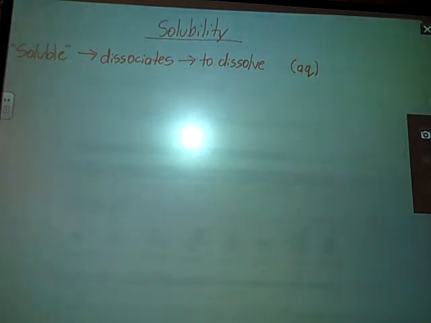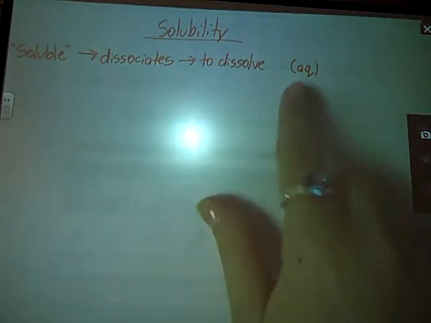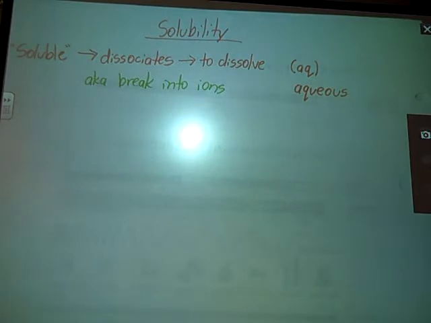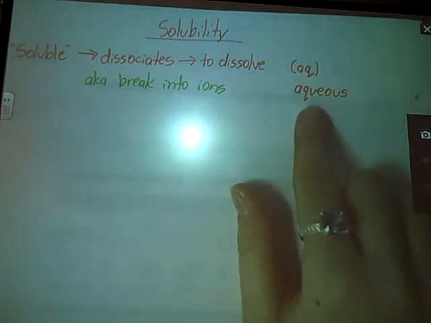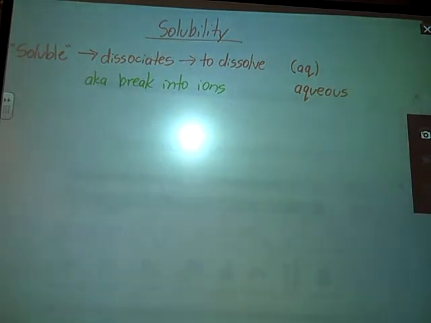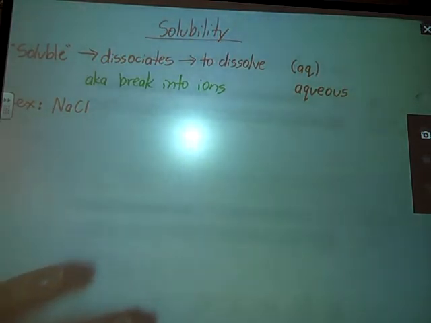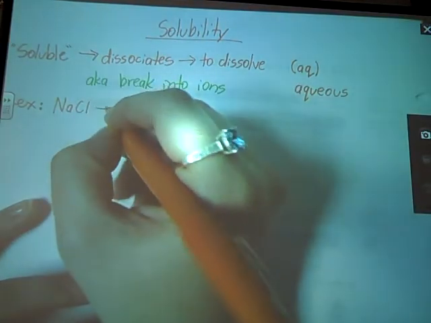It comes apart. And anytime it does this, we put the little symbol of an AQ behind it in an equation, to dissociate, aka it breaks into ions, into pieces. That AQ stands for aqueous, because for these initial equations we're going to be dissolving everything in water, in fact. So for example, we all know that table salt is soluble. It does dissolve. If you take a big spoonful and stir it around in water, it goes away and now you have salt water.